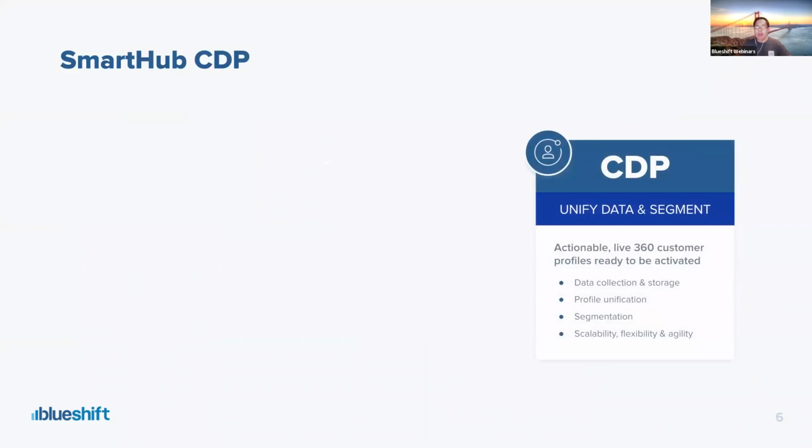So let's take a deeper dive into the Smart Hub CTP. At the very core, our CTP allows you to collect the data and build a 360-degree profile across all your various data sources. We make that data very actionable so that marketers can start creating very targeted segmentation around that.